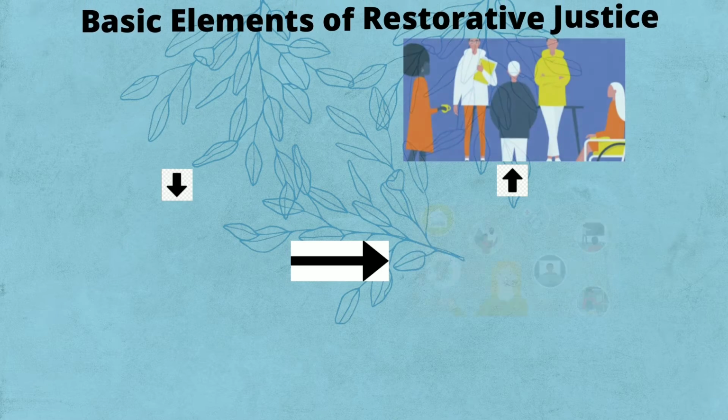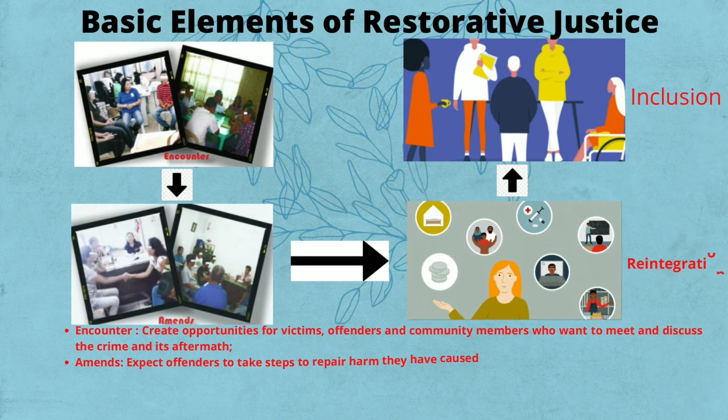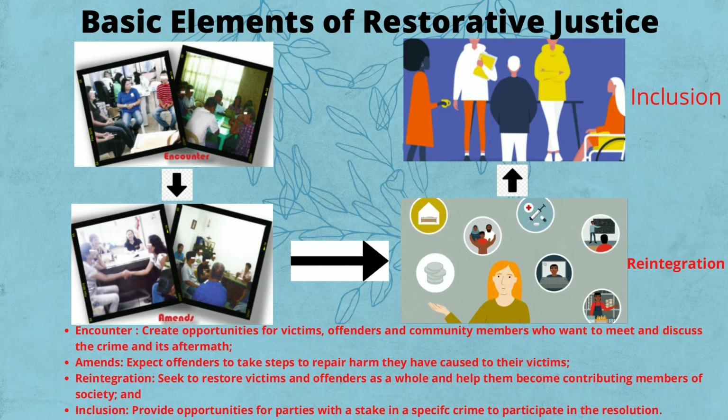There are four basic elements of restorative justice. The first is encounter. The victim, offender, and community members are given an opportunity to meet and discuss the crime and its aftermath. The second stage is amends. It expects the offender to take steps to repair the harm they have caused to the victim. The third is reintegration. It seeks to restore the victim and the offender as a whole and help them become contributing members of society. And the last stage is inclusion. It provides opportunity for the parties with a stake in the specific crime to participate in the resolution.